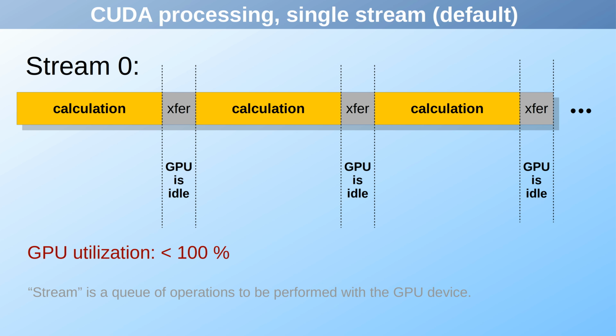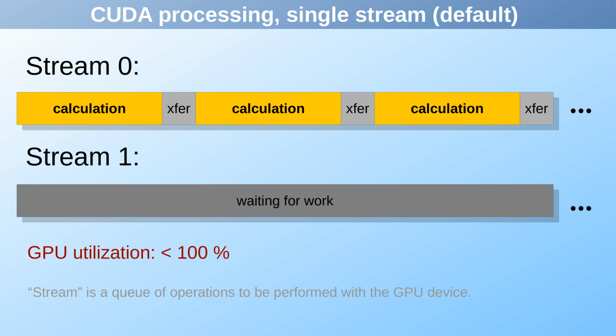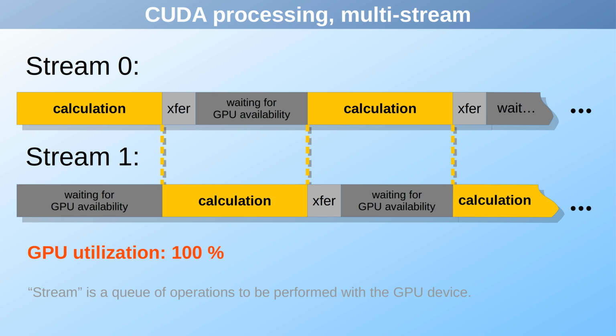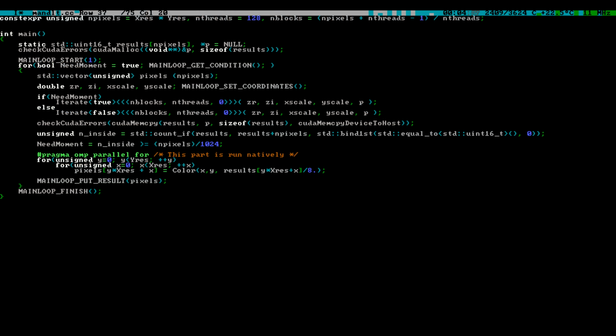But it is actually possible to have more than one stream in CUDA. If I start another task in the second stream when the first stream is transferring data and vice versa, the GPU would be performing calculation tasks back to back with absolutely no idle time. It would mean perfect 100% utilization of the GPU. Let's try that! So, 2 streams.